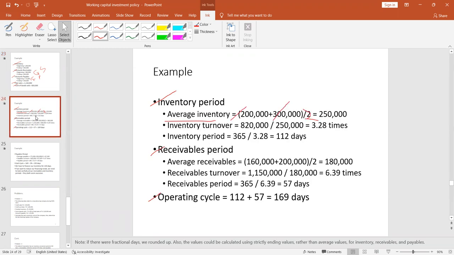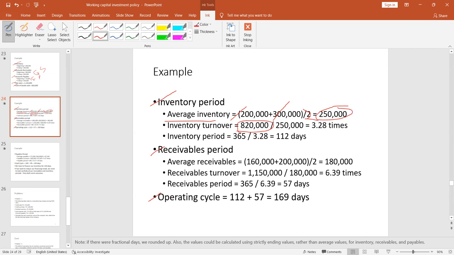Yes, sir. Now, remember the formula of inventory turnover. How can you calculate inventory turnover? The formula is cost of goods sold, not sales. This is cost of goods sold divided by average inventory.